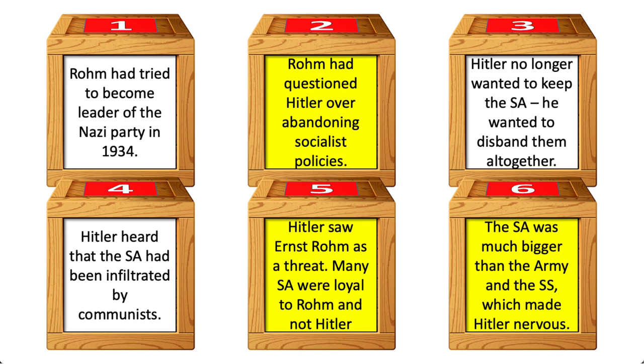Hitler saw Röhm as a threat. Yeah, so many of the stormtroopers were loyal, not to Hitler, but to Röhm. And the SA was very big. Yeah, it was a very big organization. And so if there was some sort of internal coup attempt, whatever, it could potentially have been successful. So for all those reasons, Hitler felt it was important to deal with them. Is there anything else you'd add to that, Rocky?